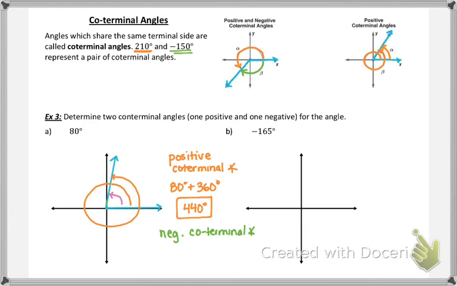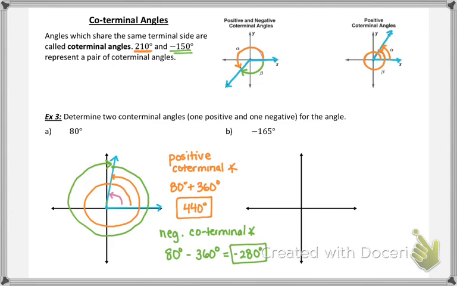And if I start here and I want to end up at the same spot going clockwise, all I have to do is go this way in one circle, and then I would land back at the same spot. So if I take 80 degrees and I subtract 360, so go one full circle in the clockwise direction, I would end up at the same spot. So that's going to give me negative 280 degrees. That would be a negative coterminal angle.